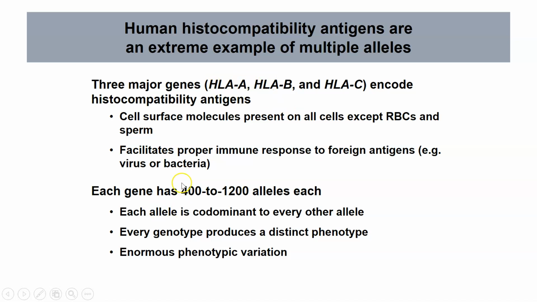For each of these genes in the human population, there's a huge number of different alleles, from 400 to 1200. So there's a huge number of possible combinations of 2 alleles for each of these 3 genes. And humans have a very low likelihood of sharing the exact same alleles as each other. So pretty much we're all unique with respect to these HLA antigens.